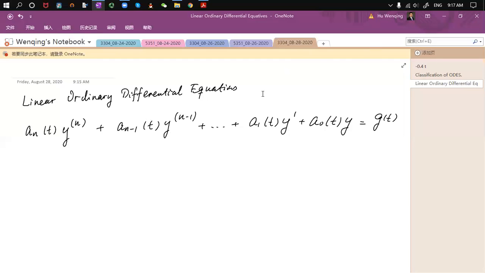Order is the highest number of derivatives that occur in the equation. So how do you determine the order? Well, the first thing is to ask yourself, which one is the function and which one is the variable? Can you tell me which one is the function and which one is the variable? We're looking for a function y as a function of t, or t as a function of y.